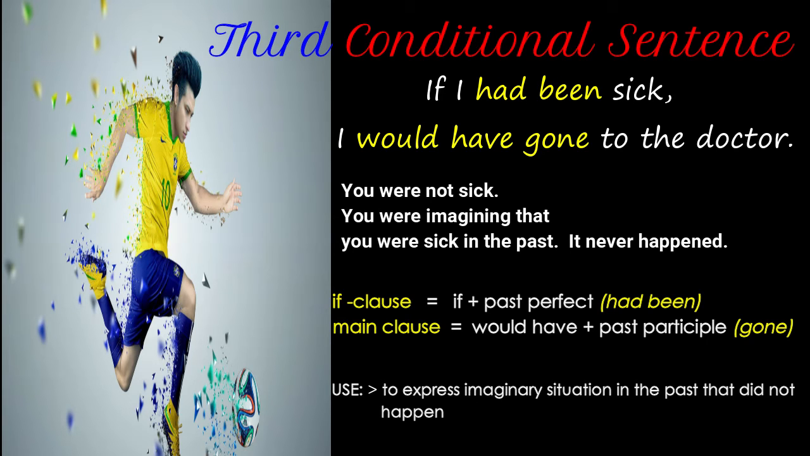This is just an example. I'm going to use "gone" as the past participle after "would have," okay? So you go: had been, would have gone; had eaten, would have gone; had spoken, would have gone; had driven, would have gone; had phoned, would have gone. That's how you use the structure in the third conditional sentence.